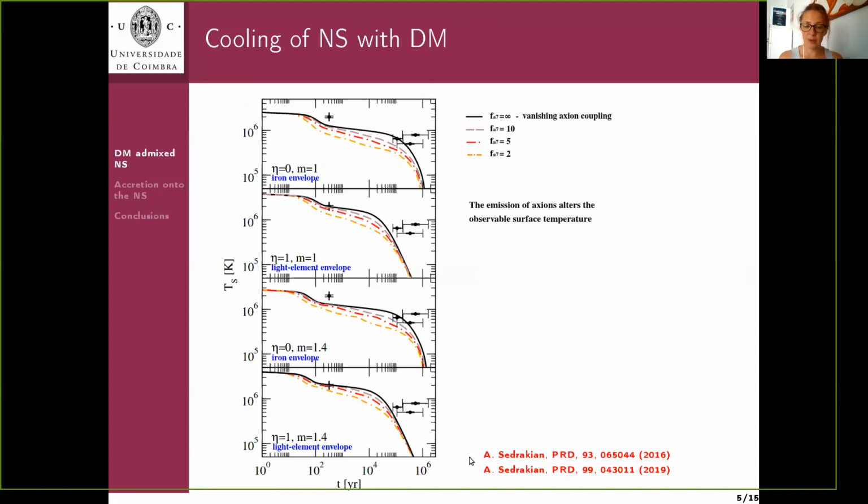In these papers, it was shown how the existence of axions inside the neutron stars led to changes in the surface temperature of the stars. And as you can see, this effect is different for different coupling constants of axions.